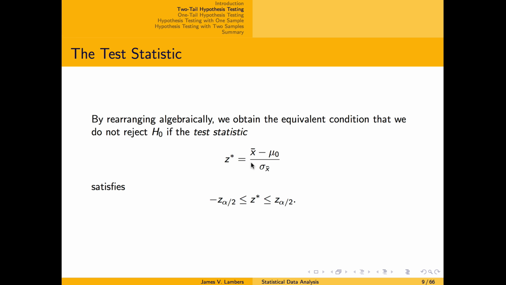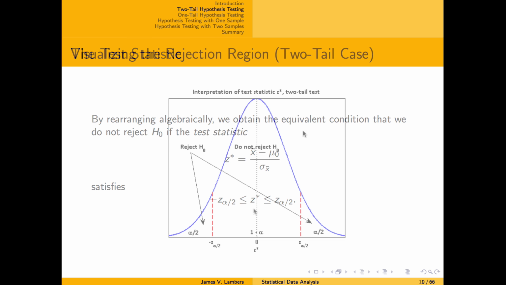Another way to view the hypothesis test is to map our confidence interval to the standard normal distribution. If we take the inequality from a previous slide and rearrange it, subtracting mu naught and dividing through by the standard error of a mean, then we obtain much simpler inequalities. All we have to do is check whether this test statistic falls within this interval that is symmetric around 0, rather than around mu naught.